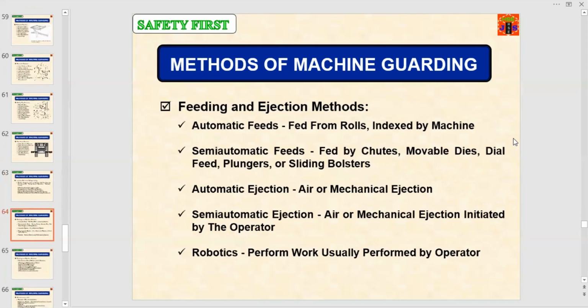Let us discuss the feeding and ejection methods. Automatic feeds are fed from rolls indexed by the machine. Semi-automatic feeds are fed by chutes, movable dies, dial feed, plungers, or sliding bolsters. Automatic ejection might include air or mechanical ejection. Semi-automatic ejection might include air or mechanical ejection initiated by the operator. Robotics perform work usually performed by the operator.